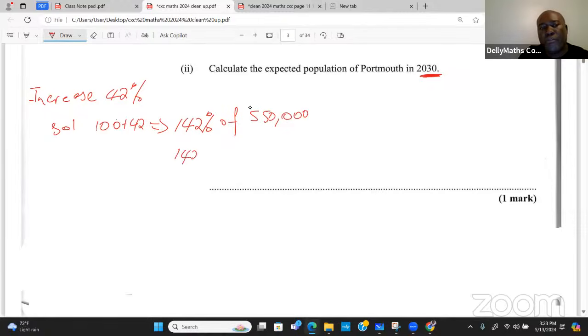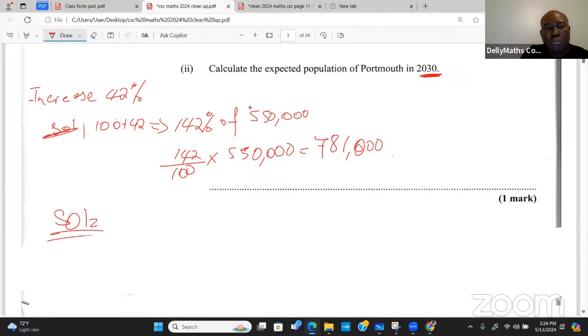So you could put 142 over 100. If you multiply this by 550,000, you will get the answer, which is 781,000. So this is going to be the population at that time. That is solution one. Solution two, most persons probably do this. You find 42% of the 550,000 and add it back to it.